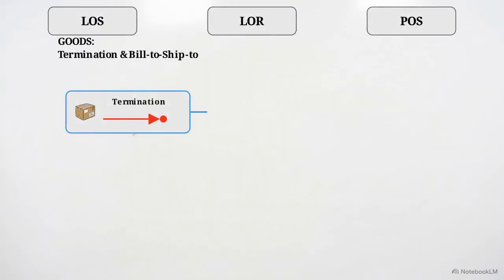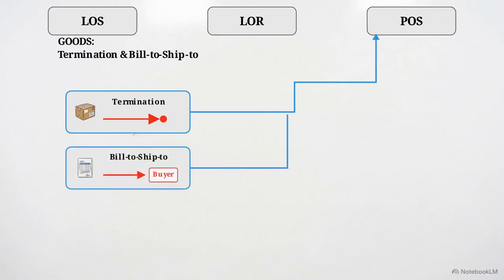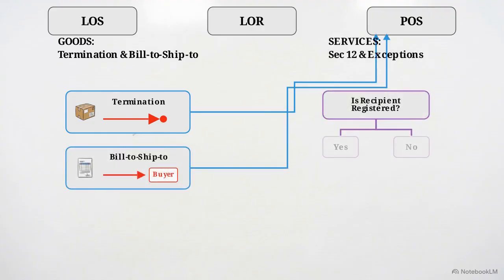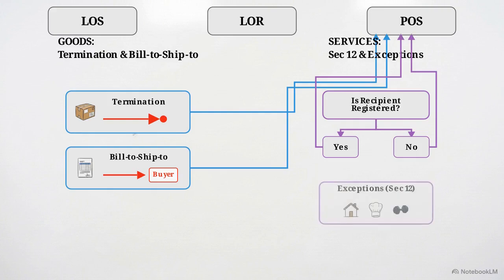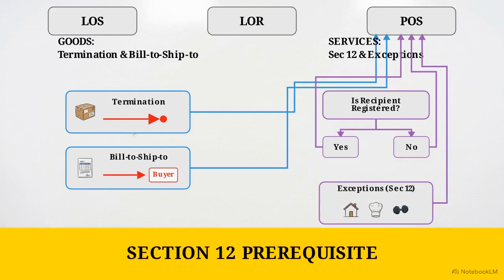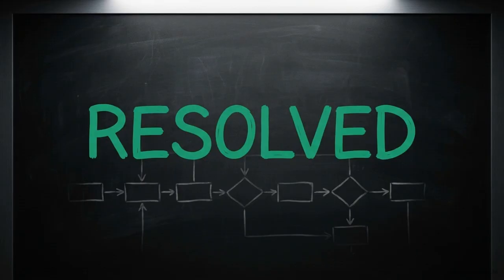This grid organizes the logic for both goods and services. It identifies the baseline terms, the rules for physical delivery, and the branching logic for domestic services and their exceptions. Always verify the registration status for Section 12 domestic services before proceeding with the rest of the calculation. Applying this framework systematically provides a reliable method for determining the place of supply in any scenario.